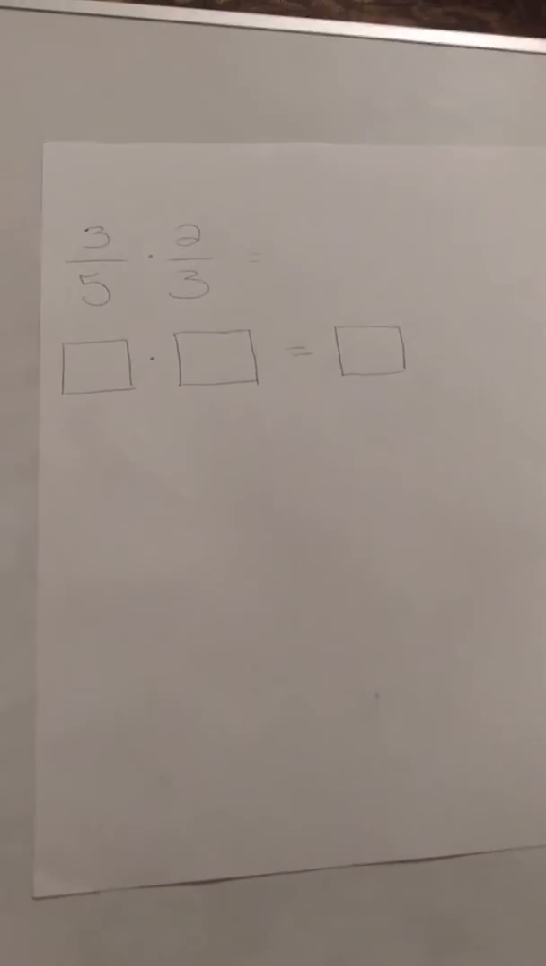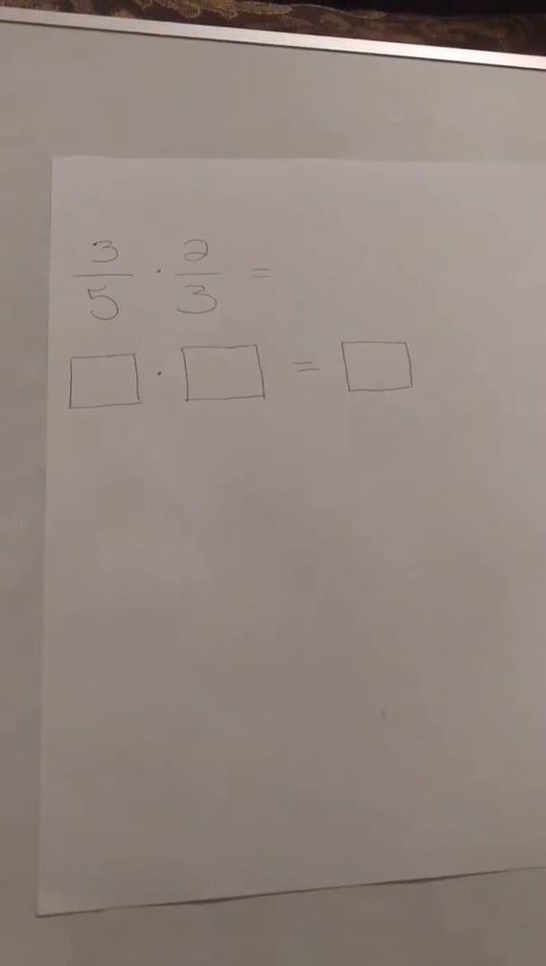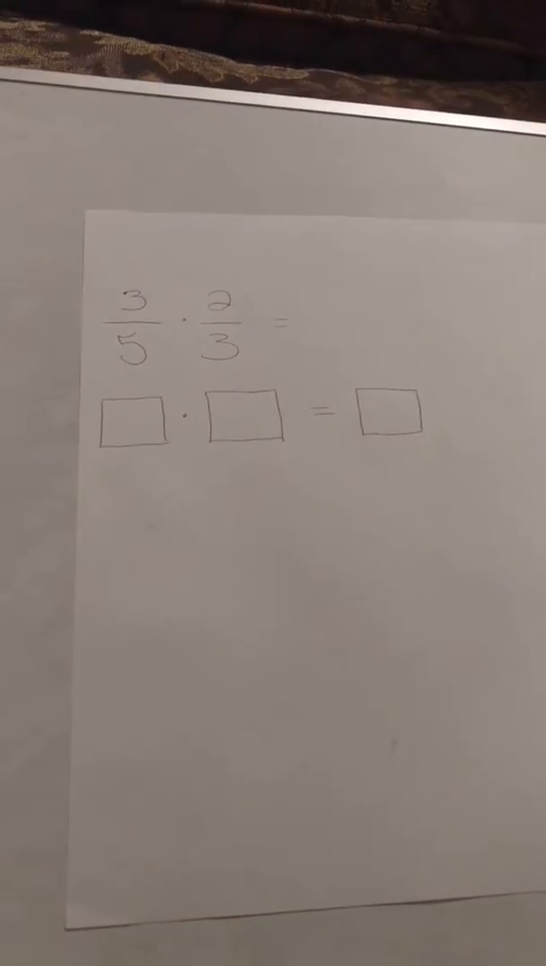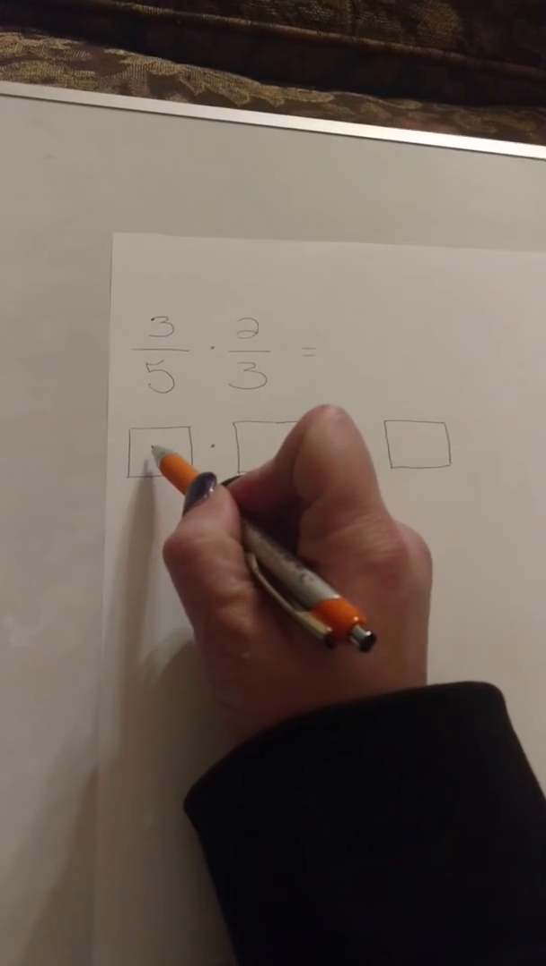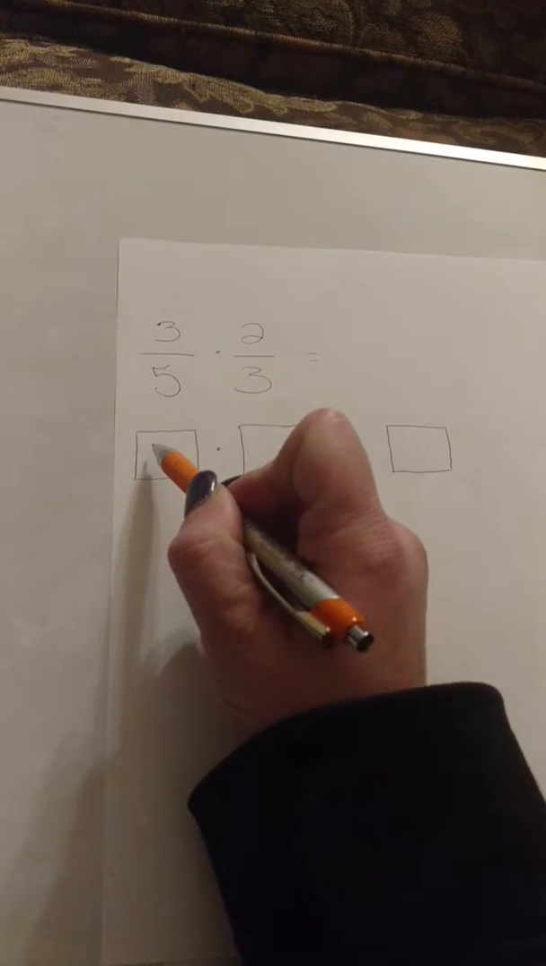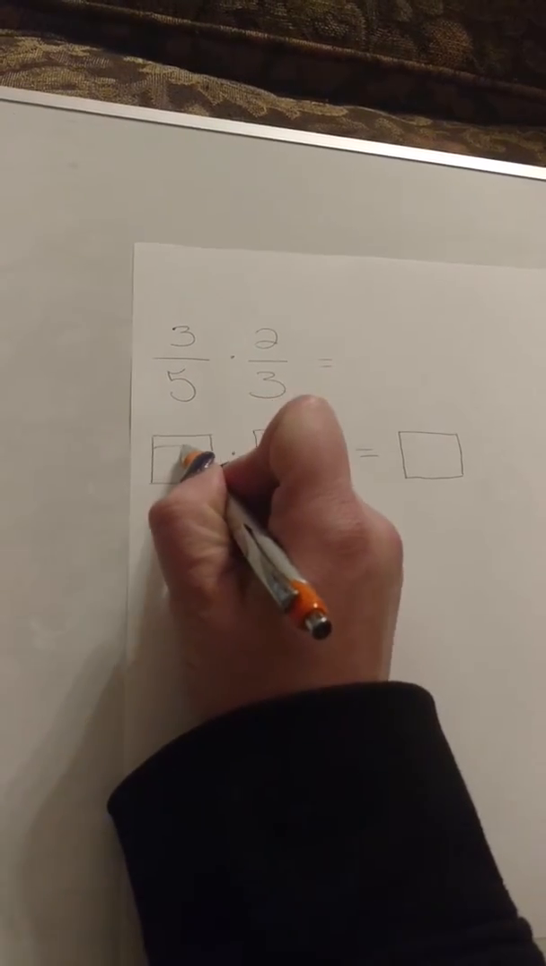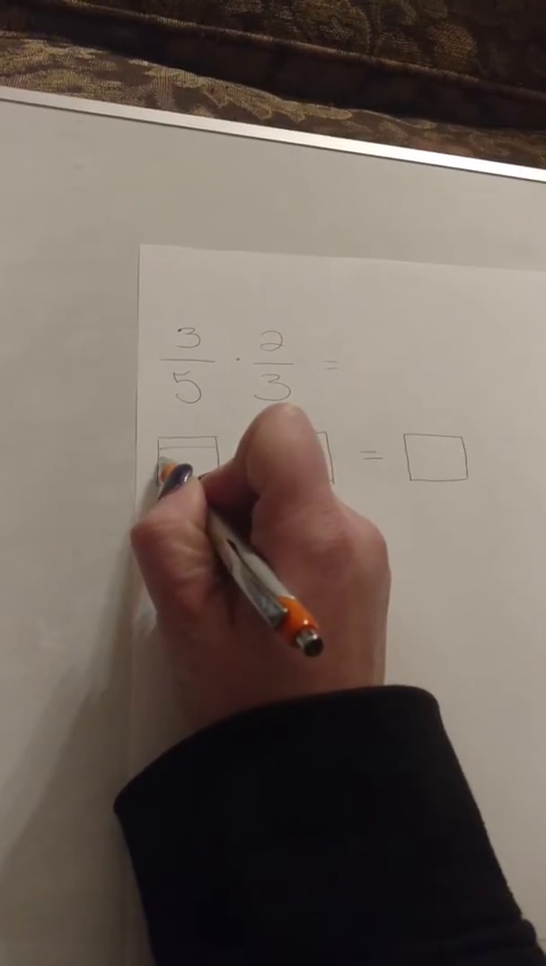So this is how you figure out 3/5 times 2/3 using the area method. The first thing I want to do is get a visual of what 3/5 looks like. So I'm going to draw 3/5 right here using horizontal lines. So I break this up into 5 places.